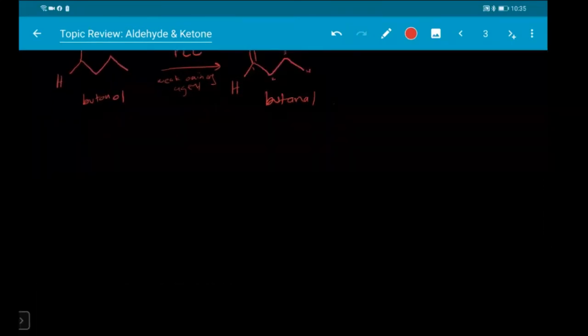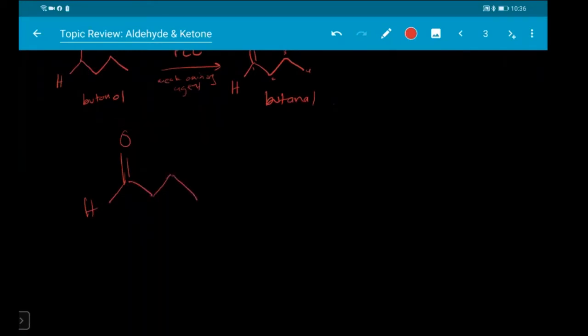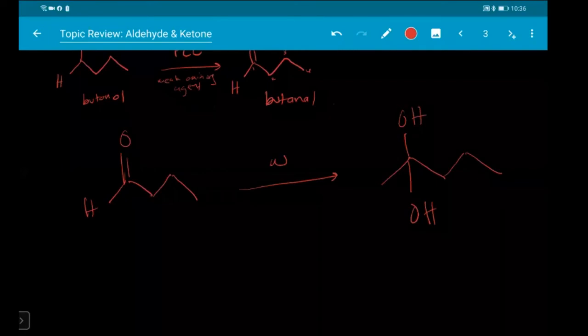So what happened in this reaction is we have butanol. One, two, three, four. There is reagent W and it becomes this product. H maintain, 1, 2, 3, 4. This is OH and that's another OH.